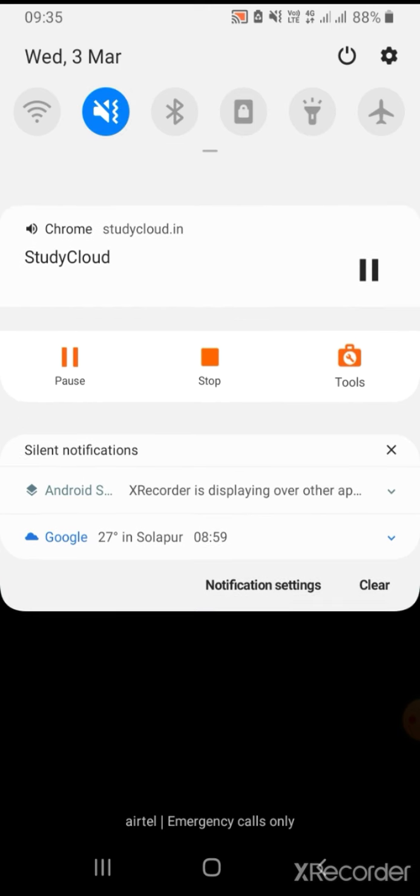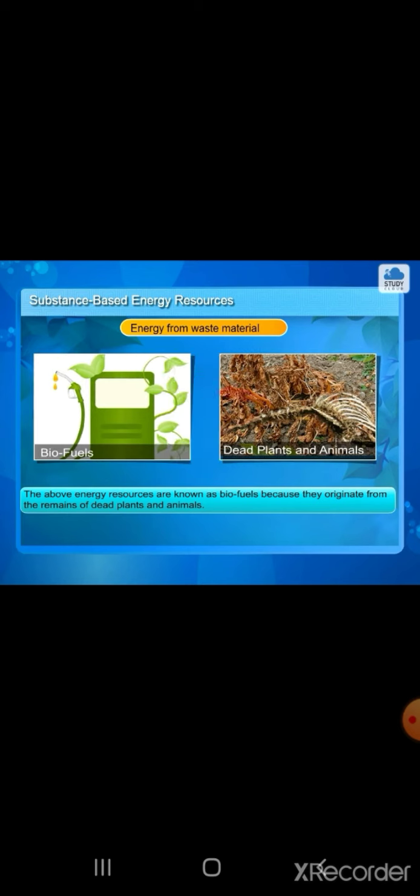The above energy resources are known as biofuels because they originate from the remains of dead plants and animals.